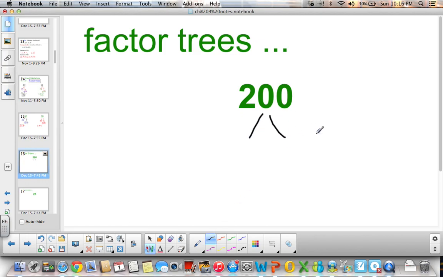So you may have done it differently than me, but I know that 25 times 8 equals 200. Both of these numbers are not prime numbers, so I'm going to keep going because I know that 5 times 5 equals 25. 5 is prime. And 5 is prime, so notice how I circle it right away before I go on to my other number. 8 is not prime, so I'm going to keep going.